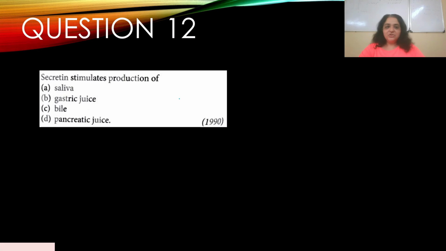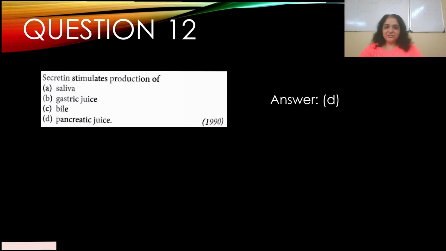Okay, so question number 12. Secretin stimulates production of. This appeared in 1990. So you have A, saliva, B, gastric juice, C, bile, and D, pancreatic juice. Okay, so this is a direct question which has a direct answer to it. So the answer is D, pancreatic juice. Okay, let's go to the discussion.